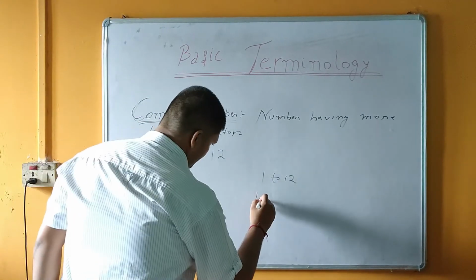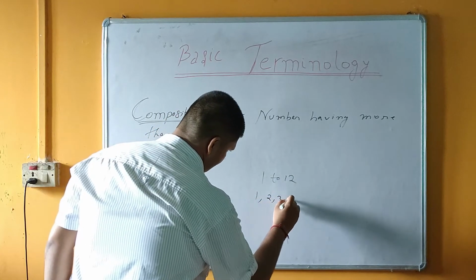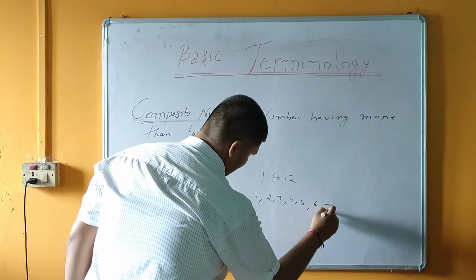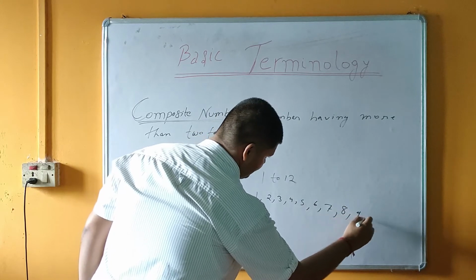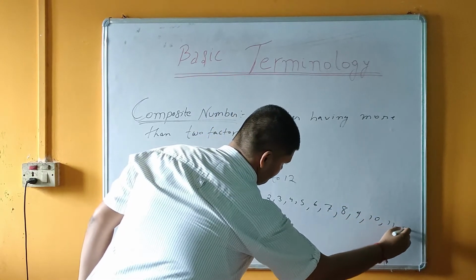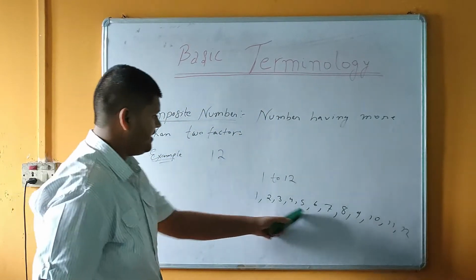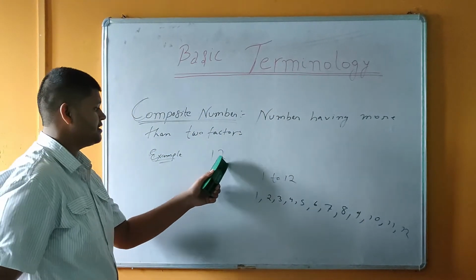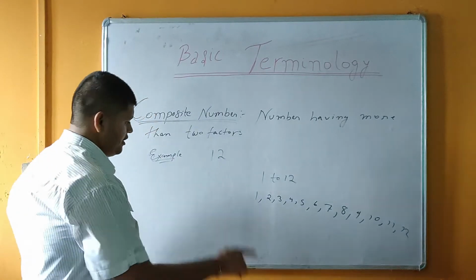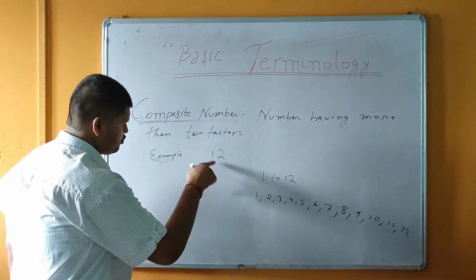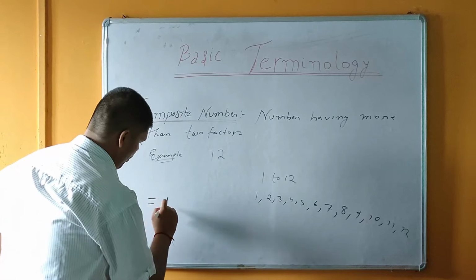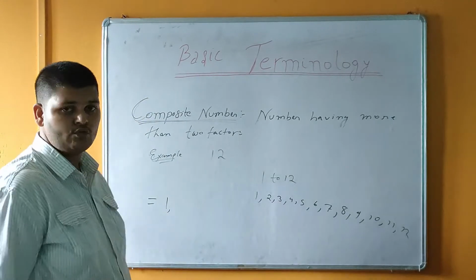Okay, so the numbers 1, 2, 3, 4, 5, 6, 7, 8, 9, 10, 11 and 12. So these are the range. Within this range, you have to see whether this 12 is occurring or not. So in the table of 1, this 12 will occur. That means 1 is a factor of 12.